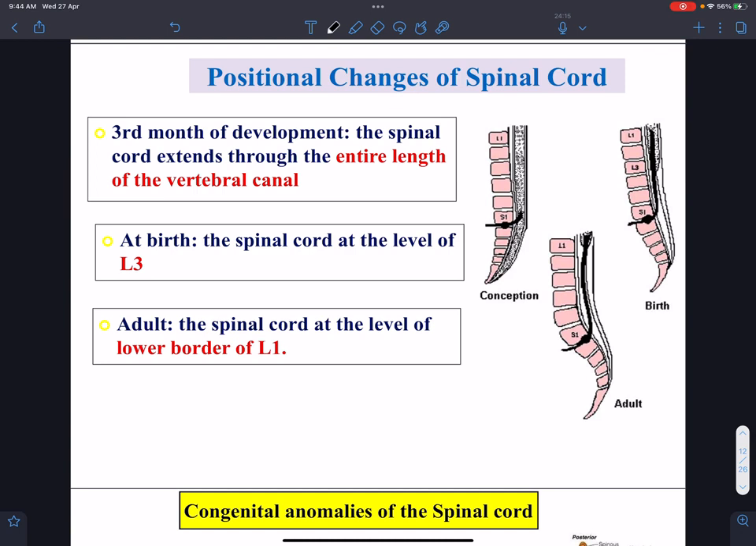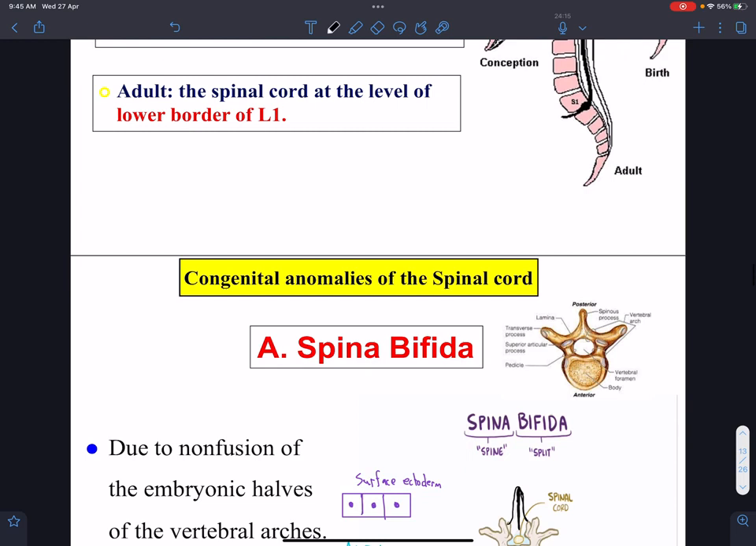his vertebrae, right? Completely. That's why they had coccygeal segment named after the fact that it was corresponding to the coccyx, right? But as he's born and he grows in length, thanks to his vertebral column increasing in length, the spinal cord will be at the level of L3, and in adulthood, it will be at the level of lower border of L1. This is all important for lumbar puncture purposes, okay? That's basically positional changes of the spinal cord, all right?